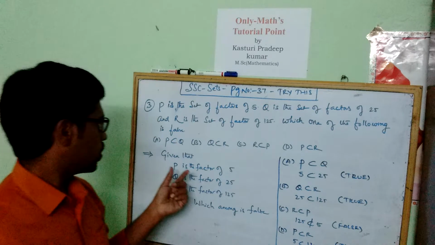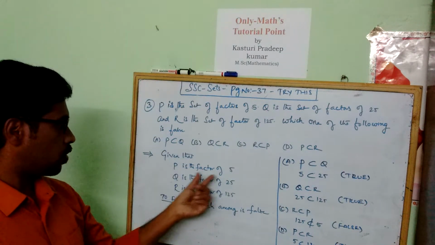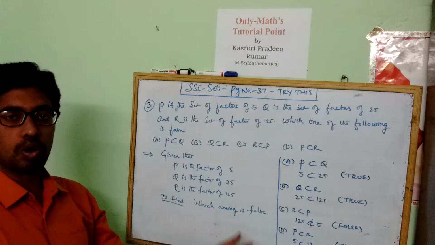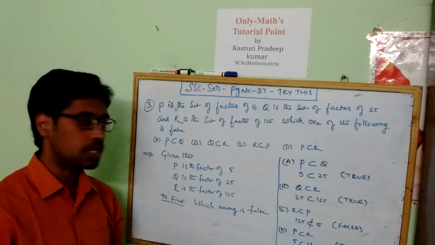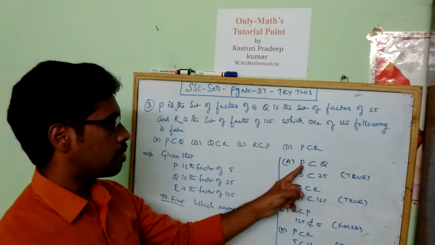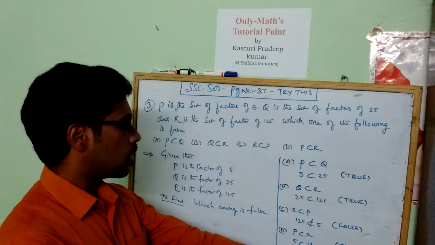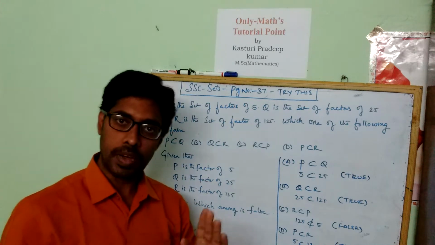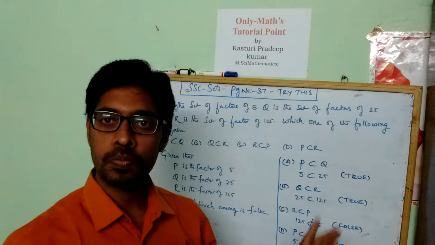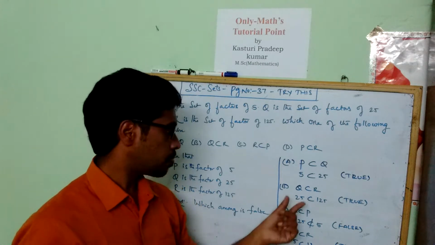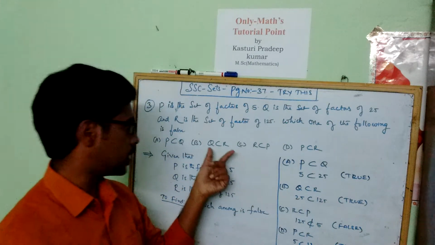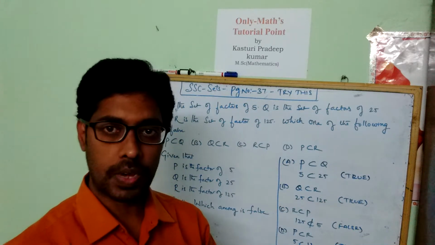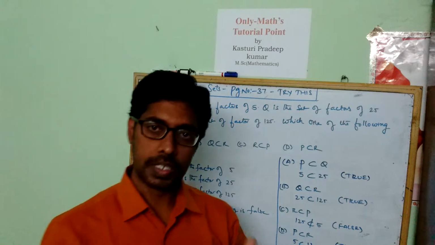So what is given here? P is a factor of 5, Q is a factor of 25, R is a factor of 125. We have to find which among the four options is false. First option, P is a subset of Q. So 5 is a part of 25. Yes, 5 goes into 25, so it is true. 5 is a subset of 25. Now the second option, Q is a subset of R. In 25 table 125 will go. 25 is a factor of 125. Yes, so it is true.